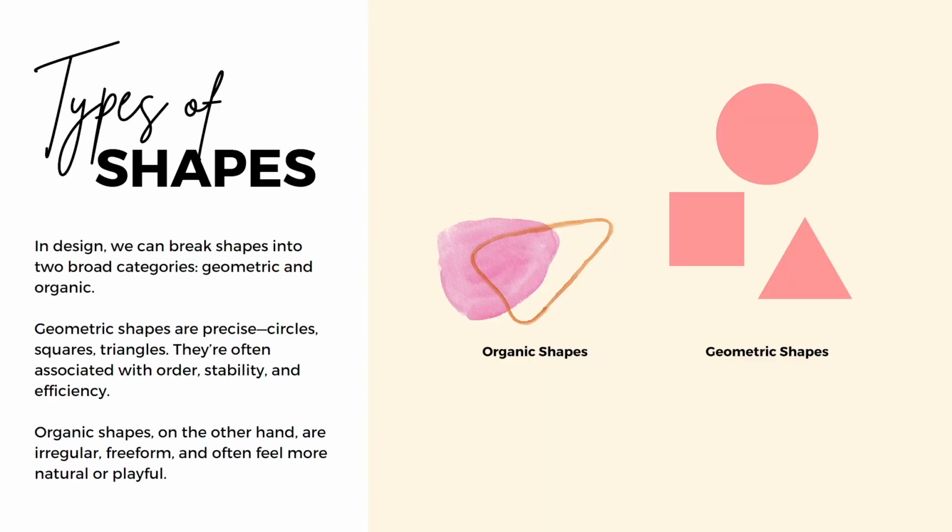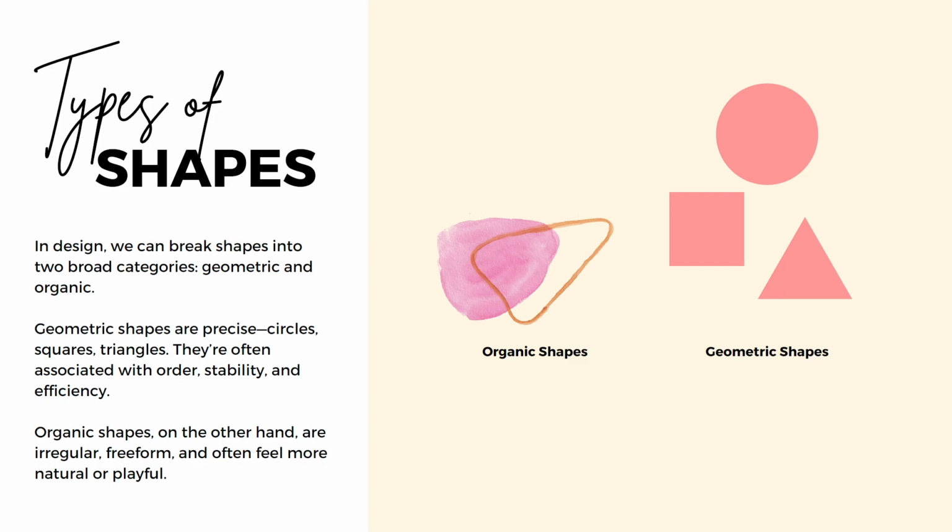And there are different types of shapes that we're going to be dealing with. If we have the target bullseye, we're going to be more in the geometric category, and the others that we were looking at just now fall more in the organic. The geometrics are the precise ones: the circles, the squares, the triangles. They're associated with order, stability, efficiency, organization.